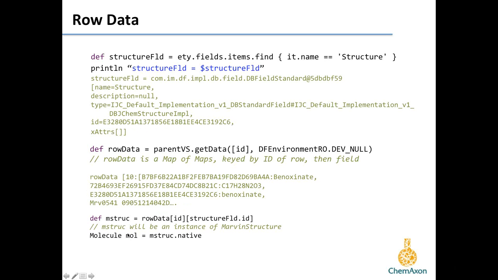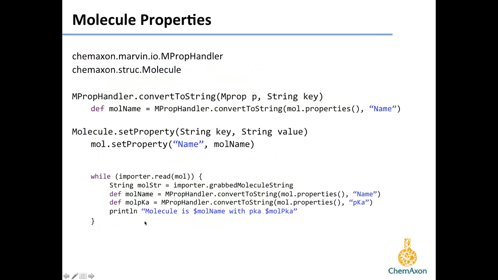And down here, if I want to make a molecule of it so I can do some chemistry, I'm just going to get the native version, native format from my Marvin structure, which is just a wrapper for the molecule. So now I have my mole, and I can go and do some nifty stuff with it, such as look at the properties.